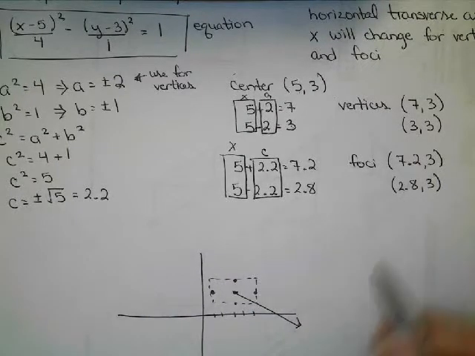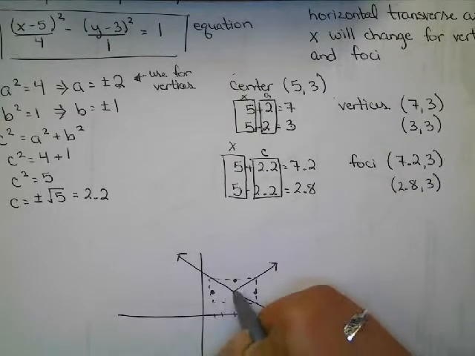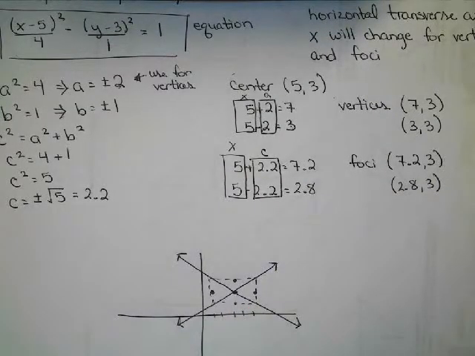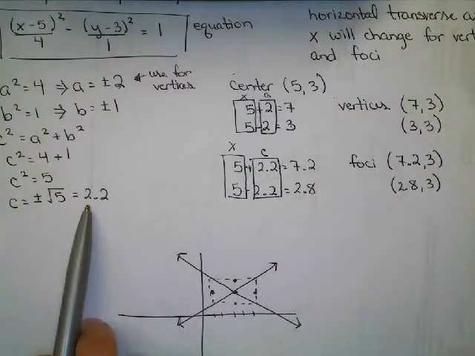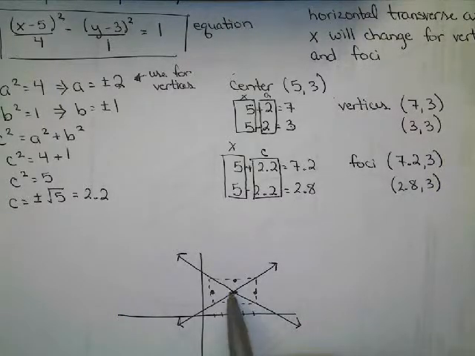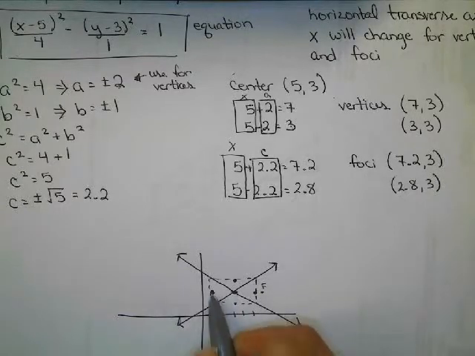From that box I can draw my asymptotes, which always go through the center, corner to corner. There's my asymptotes. My foci, again, I know the points, but if I didn't, I would just use c, which is 2.2. So from the center I'd go over 2, and then some, so there's one focus. And then over here, so there's another focus.